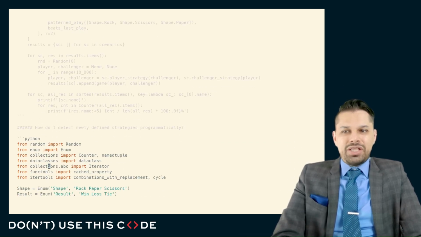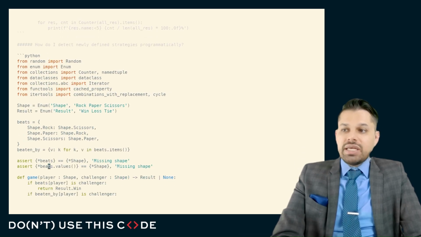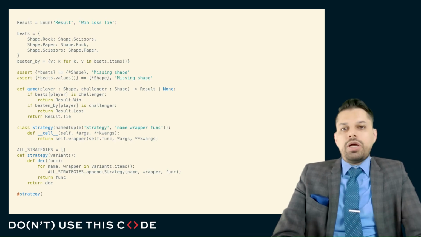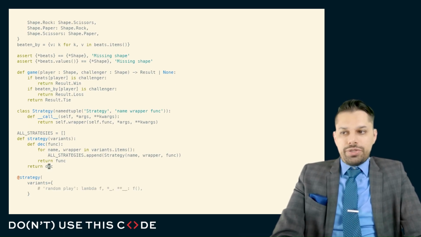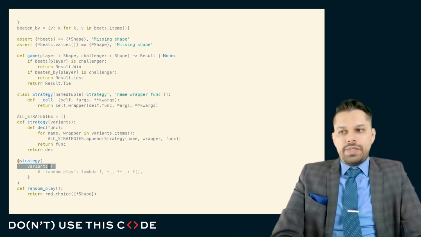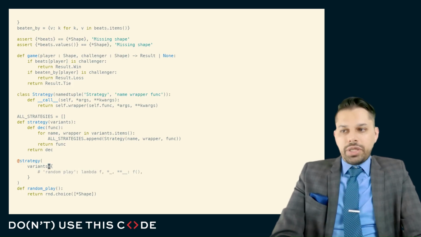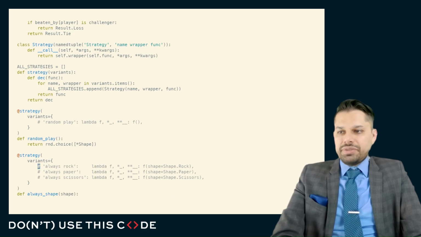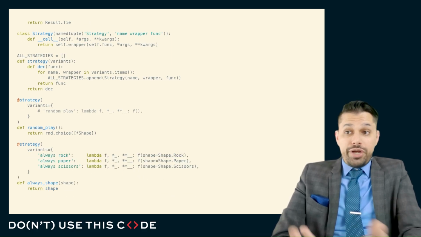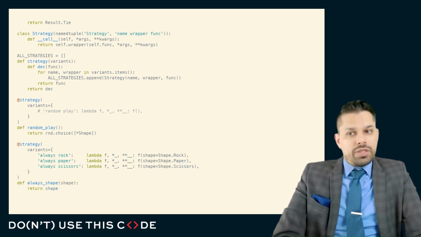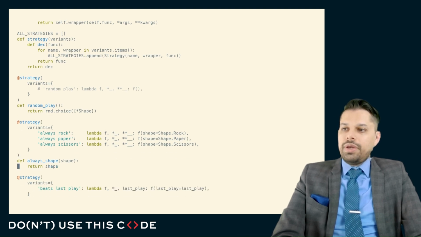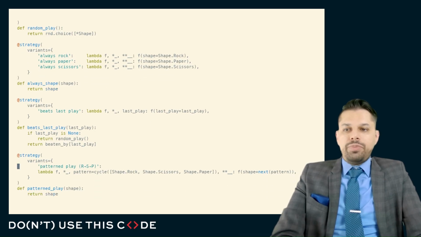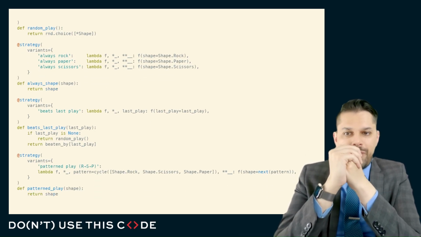Could I programmatically register those scenarios? And in fact, this might be a good place for me to make use of another part of Python, the use of decorators. Here, I'll write a decorator. And the decorator specifies variants of a particular strategy. So random play has only one variant. That is just the random play variant. Always shape has 3 variants, one that is always rock, one that's always paper, one that's always scissors. Beats-last-play only has 1 variant. And our pattern play has this one variant, the rock, scissors, paper pattern play.